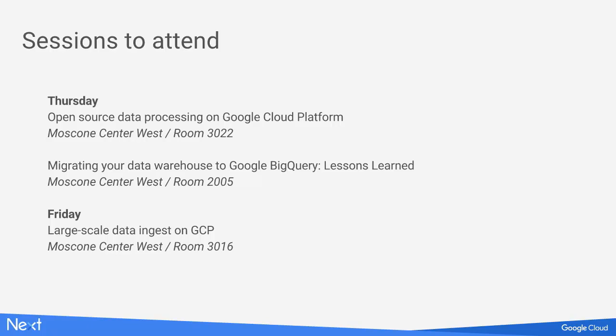All right, a couple of other sessions I would suggest you consider looking into as you're here today and tomorrow. So one is open source data processing on GCP. It's going to go into depth on Beam and Hadoop and Spark running on Google Cloud. The next one is migrating data warehouse to Google BigQuery. That's a really important one. It dovetails right on the first example we talked about, migrating on-prem relational to cloud data warehouse. And then the last one is large-scale data ingest. This is true for applications, mobile devices, IoT, what have you. If you have a lot of data coming in, how do you do it, again, in depth on GCP?